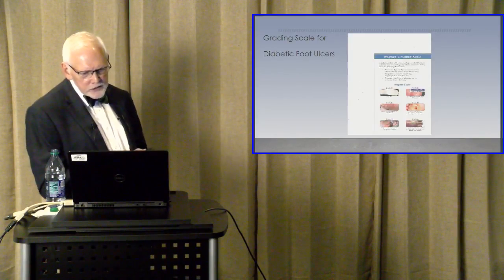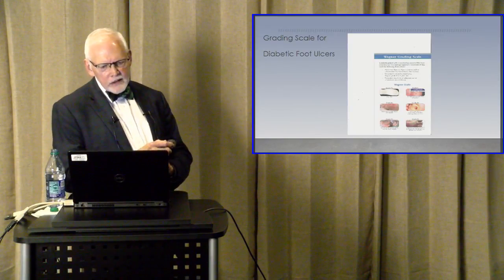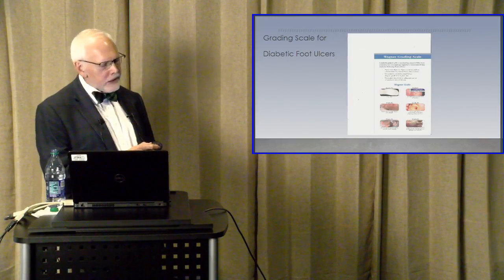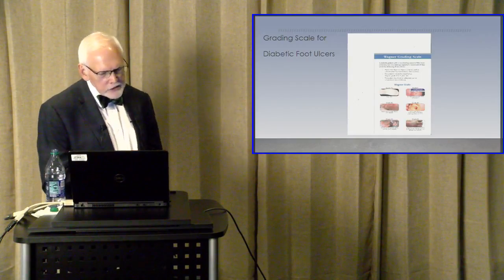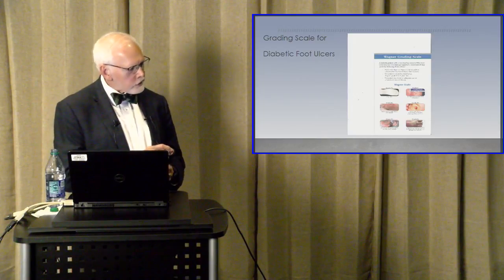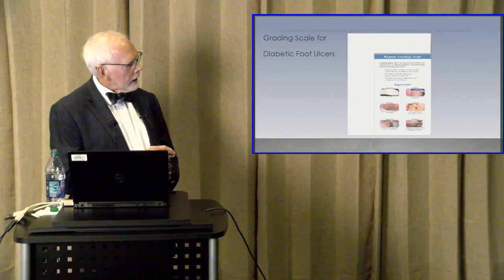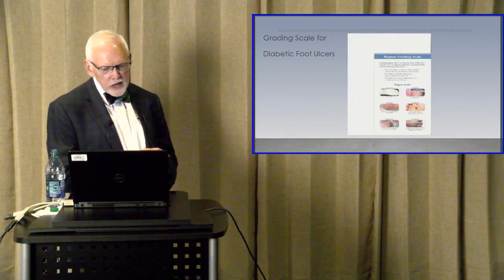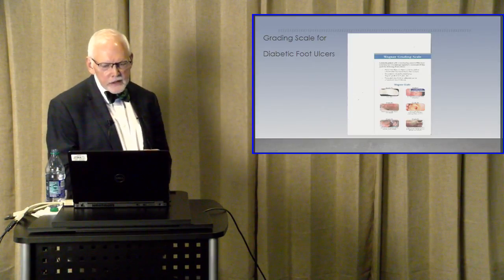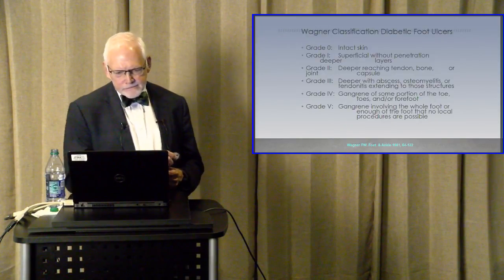This is too small to see, but this is a Wagner grading scale that we use for naming diabetic foot ulcers. It's not a great scale. It's used mainly because the Center for Medicare and Medicaid Services decided that's what they were going to use. And if you're going to use interventions like hyperbaric oxygen therapy, you have to have at least a grade 3 Wagner ulcer in order to justify that.